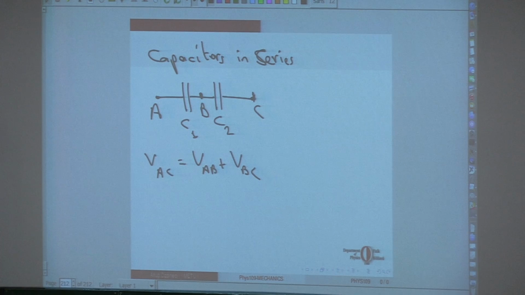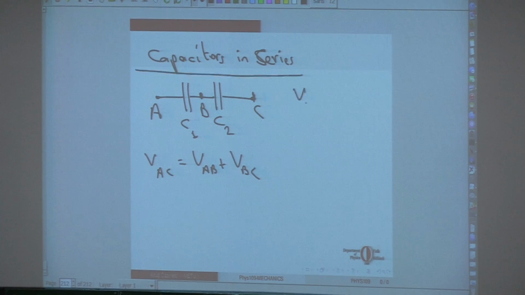If you calculate the potential difference between point A and C, you can first go to A, then go to B. Going from A to B, you get the potential difference between A and B. Then from B to C, you get the potential difference between B and C. So the potential difference between A and C is nothing but the sum of these two potential differences. Now, one question, not really related to capacitors in series, but remember how we define the potential difference.